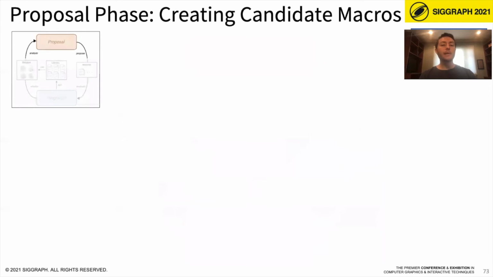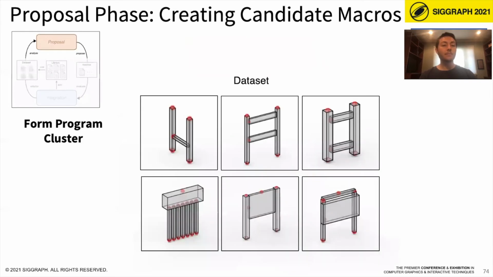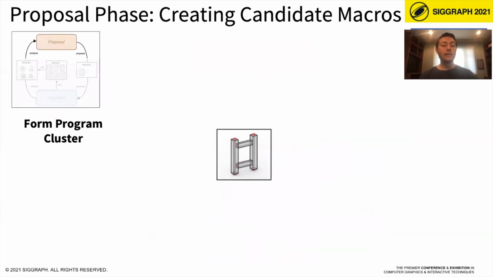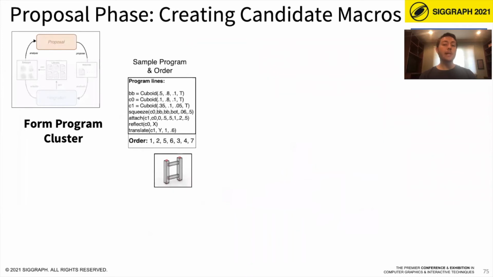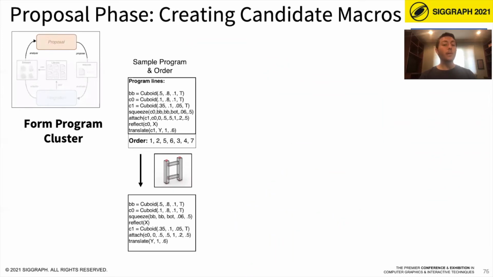ShapeMOD's proposal phase creates a large set of candidate macros that may help to improve the objective function. It begins by picking a program at random out of the dataset. We represent each shape program by its program lines and the collection of valid orderings of those lines, that is, only the orders that create the correct geometry when executed.